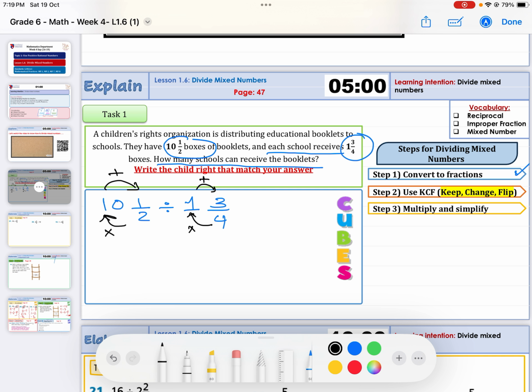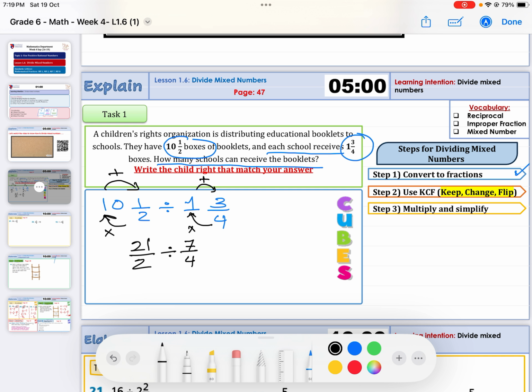Let's start. 2 times 10, that will be 20. 20 plus 1, that will be 21. And the denominator stays the same. Then I'm going to bring my division sign down. I will not change it yet. 4 times 1, 4 plus 3, that will be 7. And the denominator stays the same. So step number 1, I'm done with it. I converted my mixed numbers into fractions using 2 easy steps: multiply and add. And remember, the denominator stays the same.